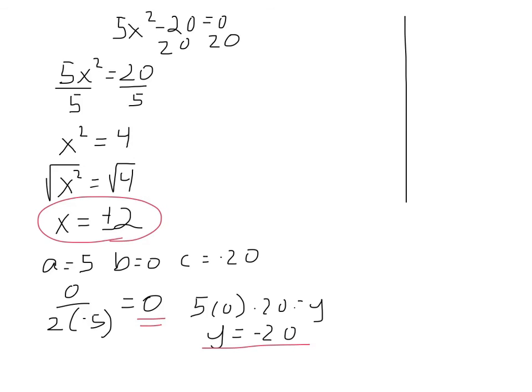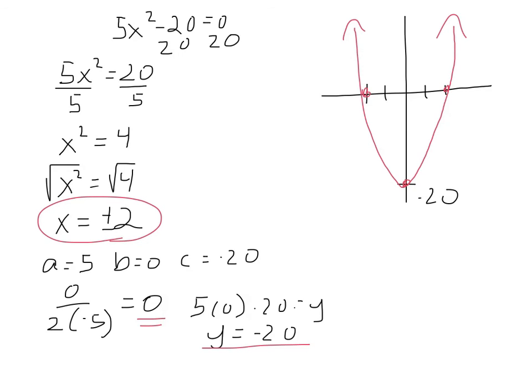It's going to be shaped up. 1, 2. Call that negative 20. There's my x and y intercept. There's my vertex. And there we go. So there you go. You should have plenty of information there to go ahead and do your homework.